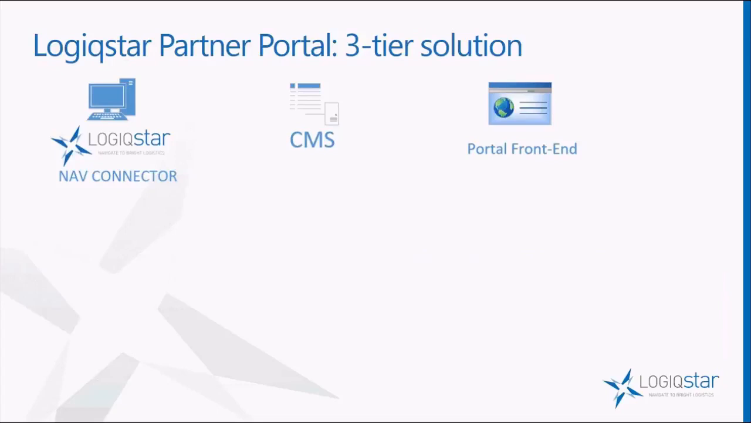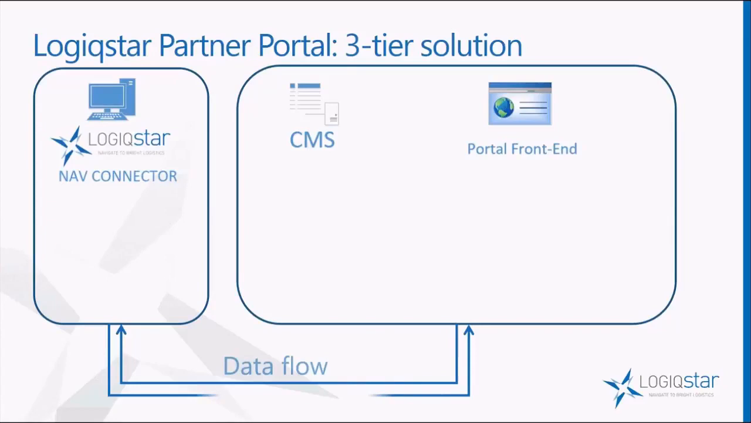Just as with any other web application, here you set up pages that will display data that comes from NAV, how these pages will look, which pages will be available, you define portal members, and so on. And the third tier is the front end of the partner portal. This is a website where end users actually work. They see data from Logiqstar after the site was configured in CMS, and where they can do certain manipulation of the data, such as edit certain fields or upload and download documents.